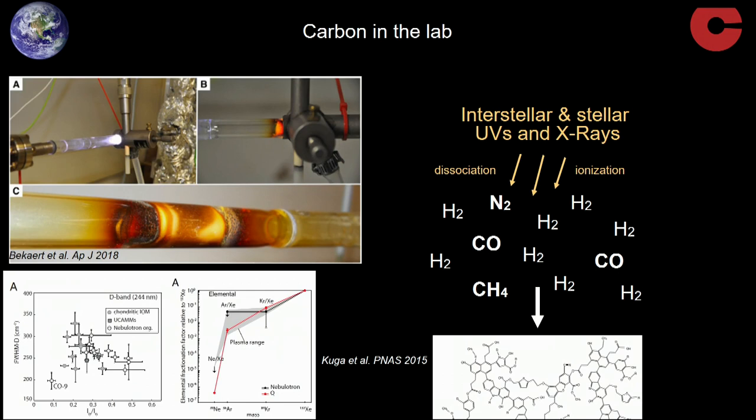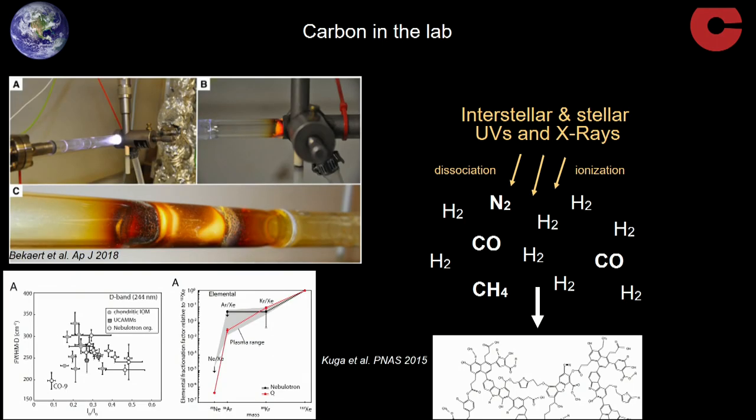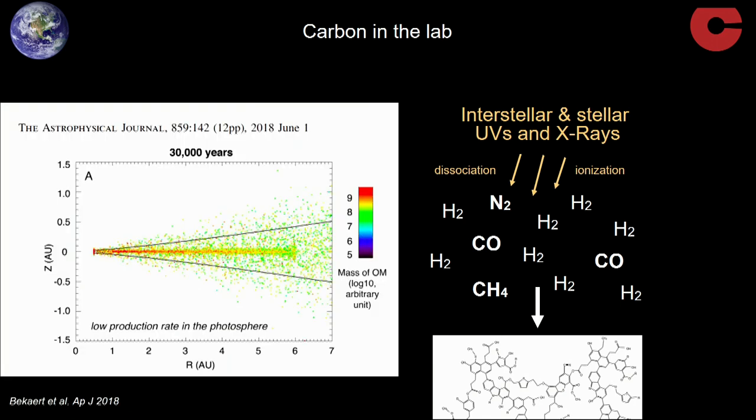So in the lab, you take some gas mixture at low pressure, you ionize it with a plasma, and you obtain some tar here. And you make organics which resemble quite well the refractory organics you can find in meteorites in terms of Raman spectra, in terms of fractionation of noble gas trapped here, and in terms also of structure. Okay, so it works pretty well, and then you get some organics that are trapped.